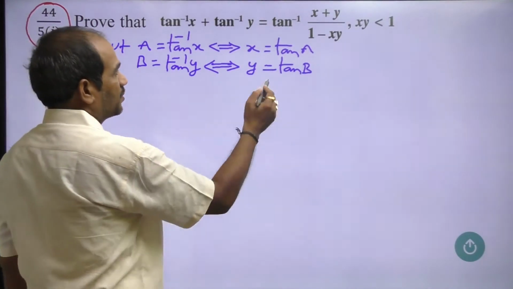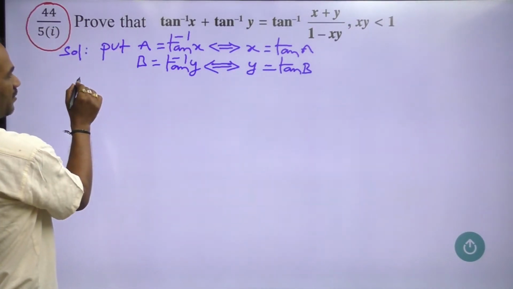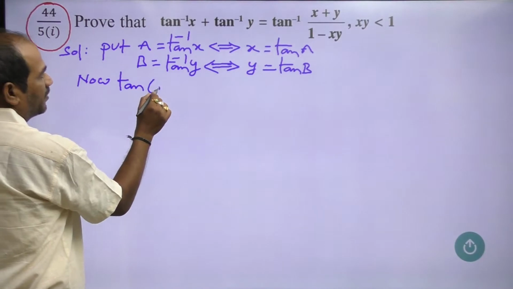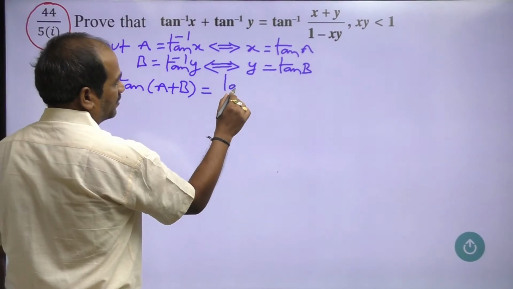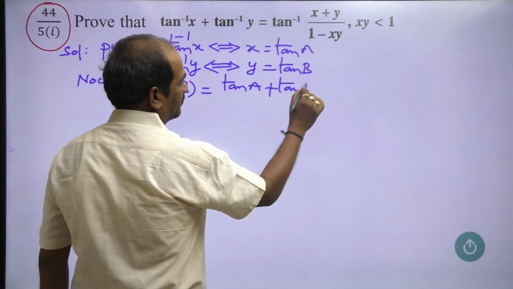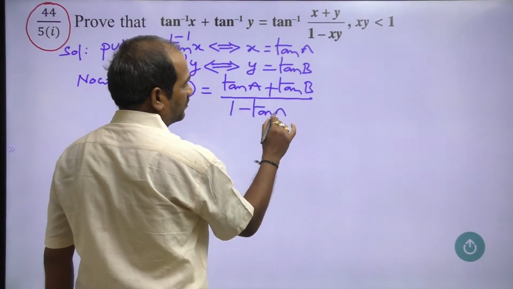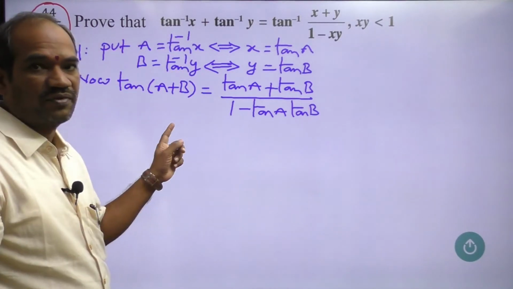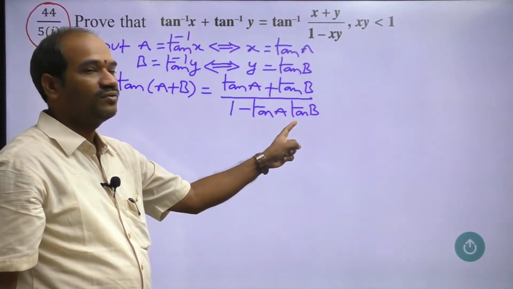Okay, right. So here see the trigonometry formula. Now tan of a plus b is equal to tan a plus tan b by 1 minus tan a into tan b, 1 minus tan of a into tan of b. Okay, this is the formula. Tan of a plus b is equal to tan a plus tan b by 1 minus tan a into tan b. This is the formula.